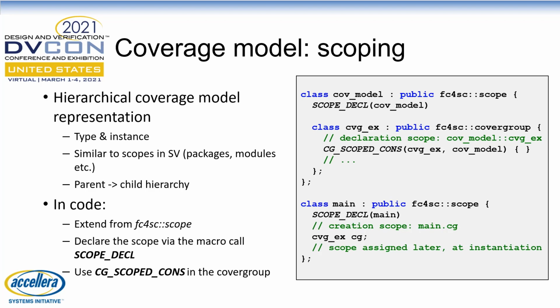Below it, we have another class in which we define a second scope, main, and then instantiate the cover group defined above. The instance scope of this cover group will be assigned later in the constructor by the user.